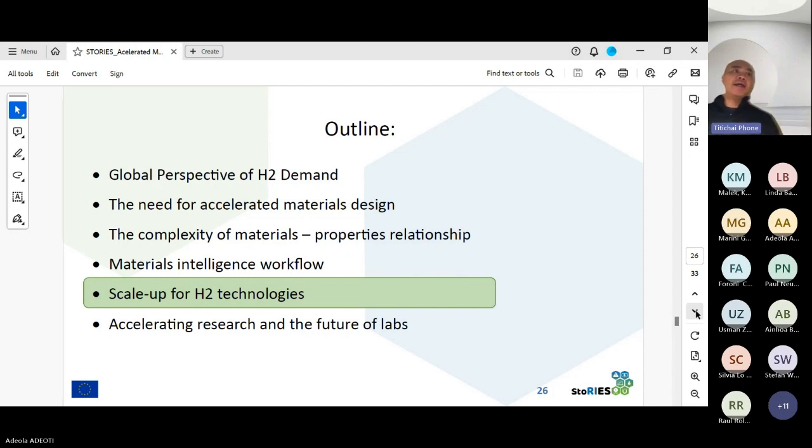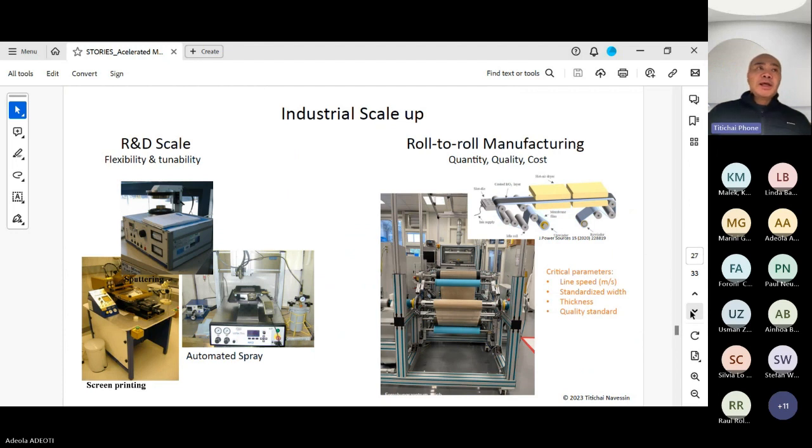In the next slide, industrial scale up. Typically in the R&D stage, you're looking at fabrication or methods of integration that are flexible and tunable, right? And that's what you need at that stage. But once it passes a certain criteria and you need to scale up for pilot demonstration and beyond, especially deployment at scale, you have to look at something like roll-to-roll manufacturing or something faster, right?